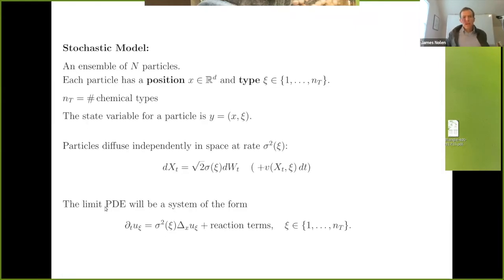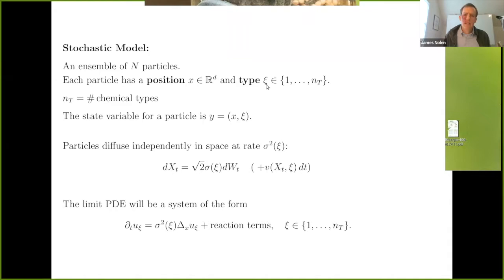So let me describe the stochastic model more precisely. So the stochastic model involves an ensemble of n particles. Think of n as being large. And each particle has both a position and a type. So we use x for the position, and this will be in Euclidean space, or actually let's say the torus in R^d.